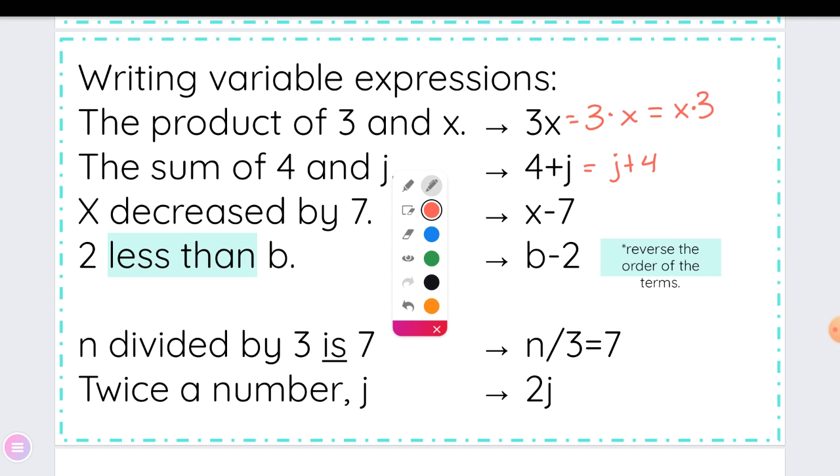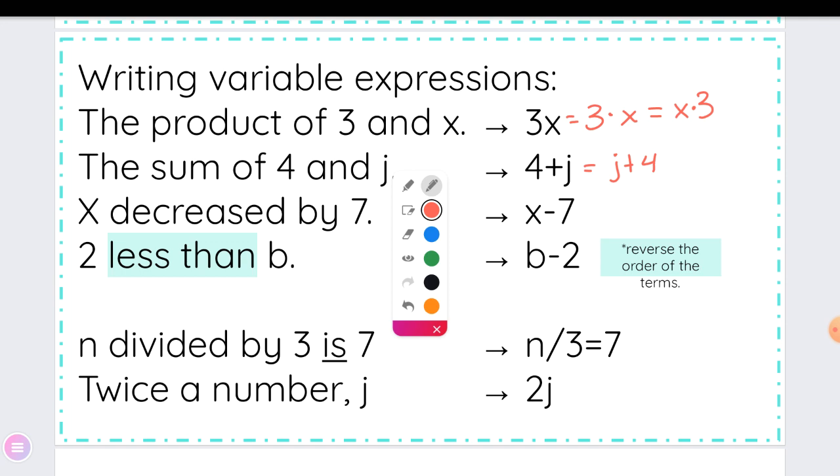How is the next one different? 2 less than b. 2 less than b. Jude? Yeah, honestly, less than, not like subtract. Yeah, it's less than, it's not subtract, which what does that do to our expression? Our algebraic expression. Look at what it tells us it is. Reverse the order. Bryce? Just flip the order.